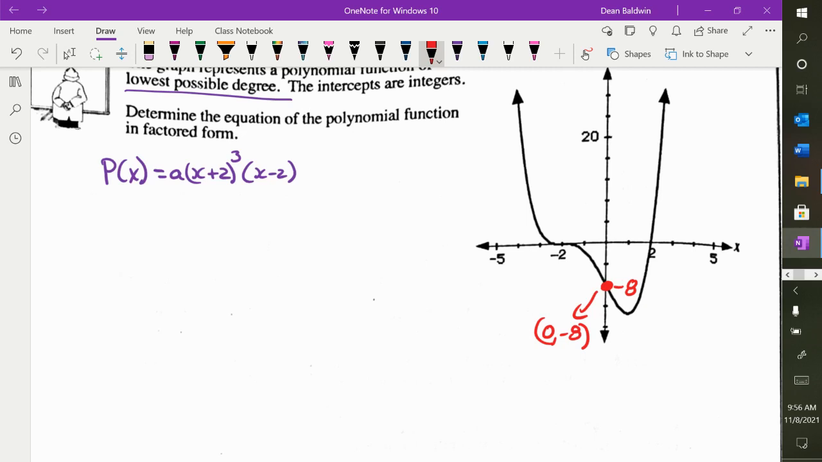On a test, I will make it very clear. I won't make you figure out the graph or the scale because apparently I can't figure out the scale. So, what do I do with those 2 points or that 1 point? Plug them in, and then you algebra it. 0 is nice because it just clears everything.